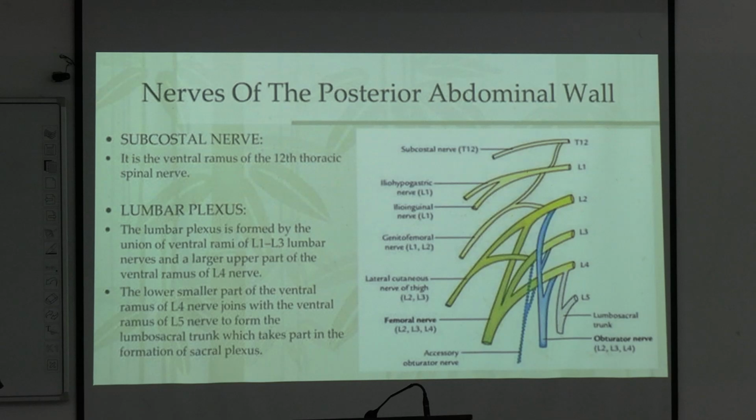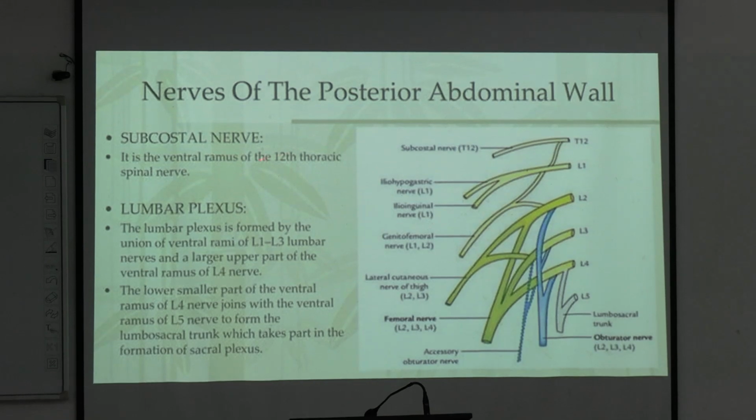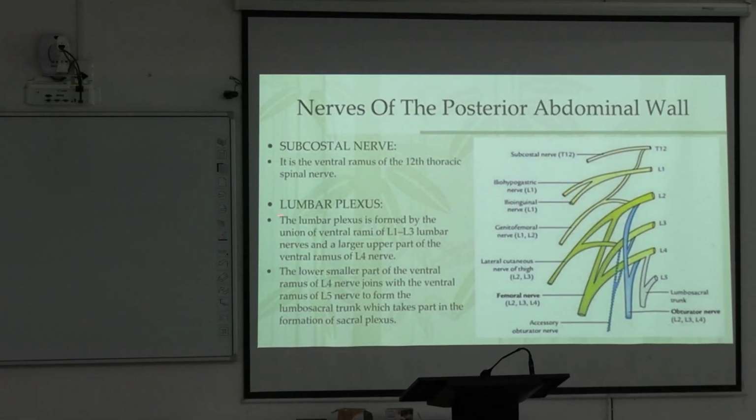Next, so we have discussed the lymphatics. Now we go to the nerves of the posterior abdominal wall. We have discussed the lumbar plexus in detail, so here we will grossly discuss the main names of the nerves. First you will see the subcostal nerve. This root value is T12. It is ventral ramus of 12th thoracic spinal nerve.